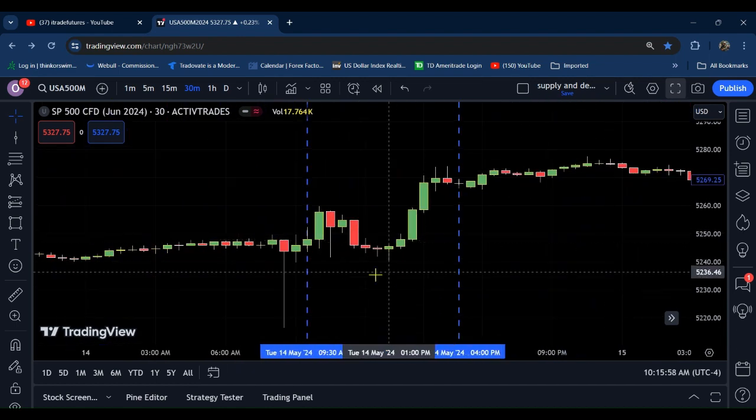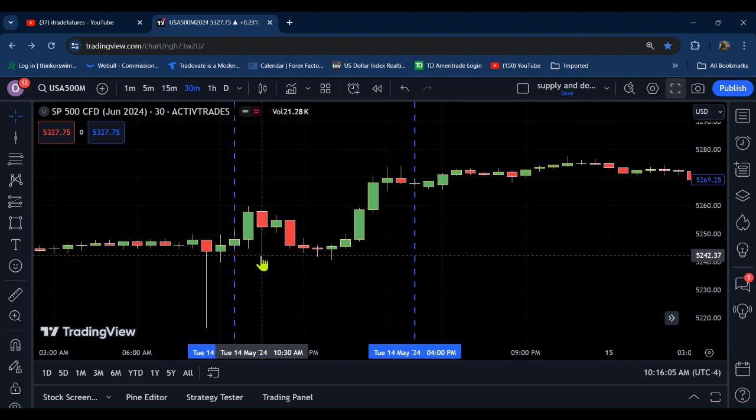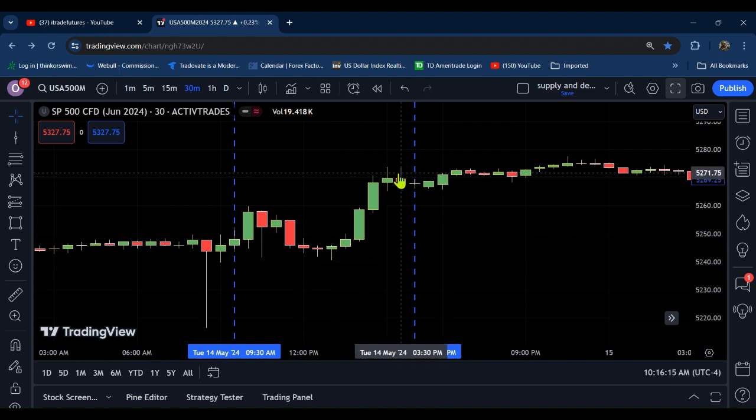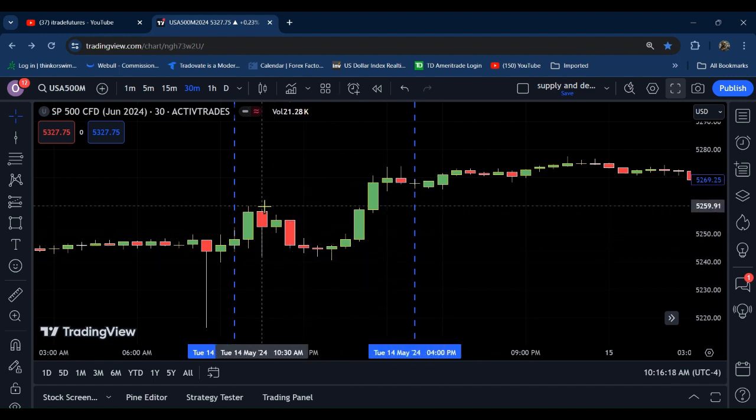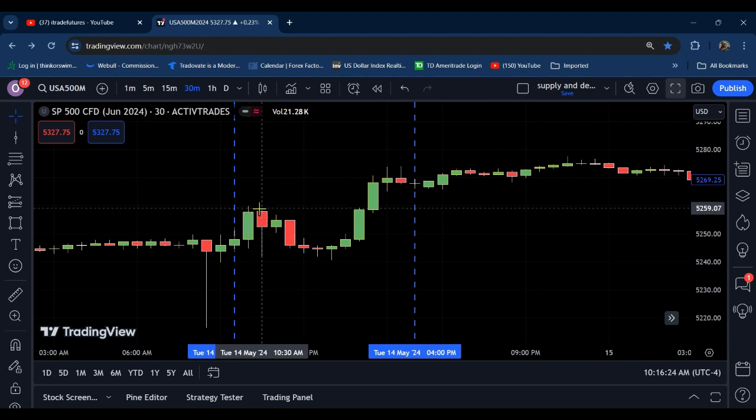On the 30-minute chart, we can see at the open we made a low here, traded back down into it. We came back, we took out the liquidity here at 1 p.m., which is usually your silver bullet time. And then we ran up. So we could focus on this reversal as a possible entry point.